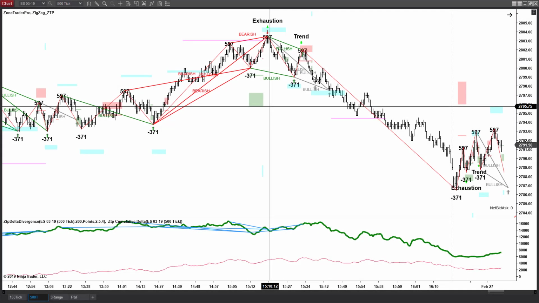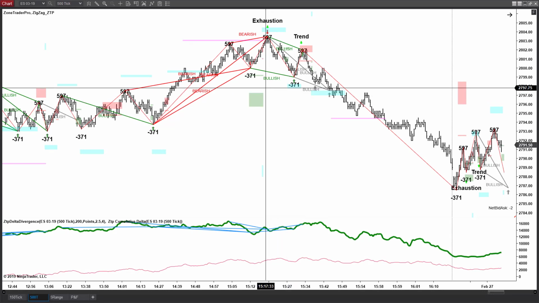Welcome, traders. In this video, we're going to go over a few trades from this past week, and we're going to take a look at the new ZoneTraderPro Cumulative Delta Divergence Indicator. I'm running the latest version of the indicator, which has two minor changes to it.